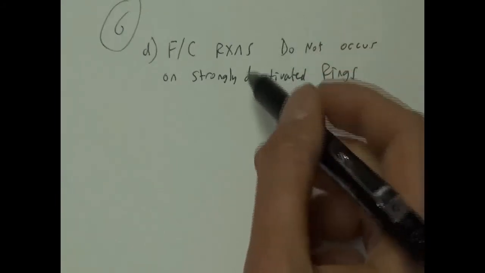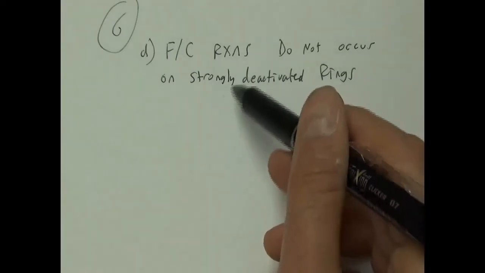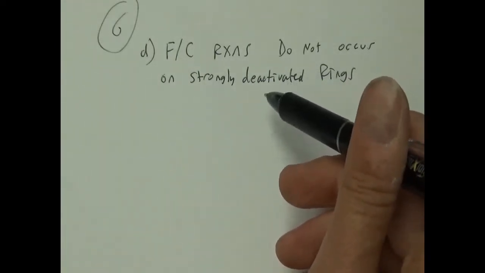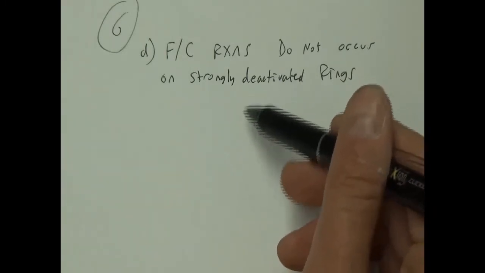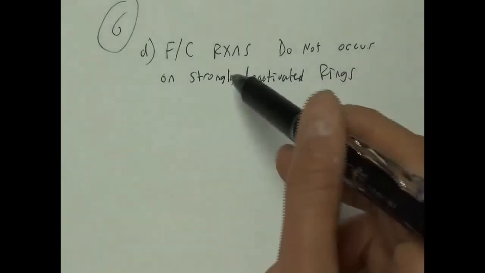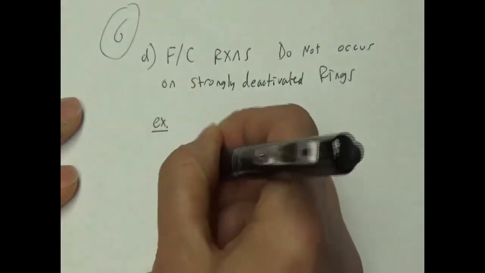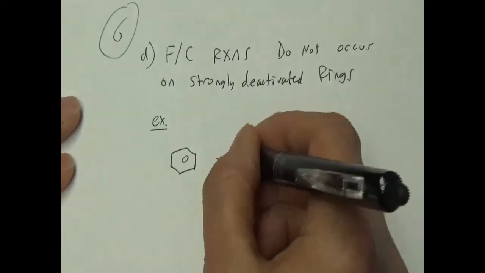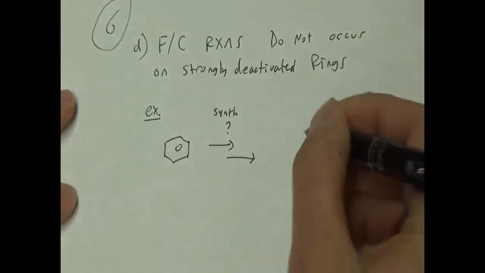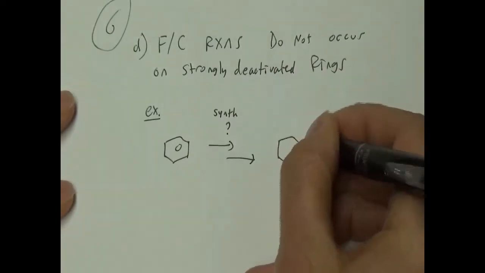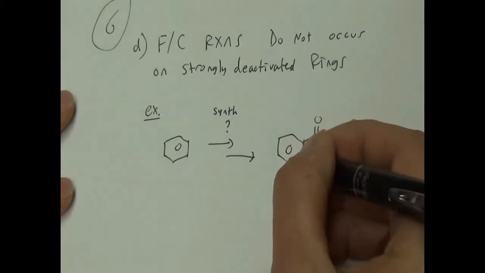And all this really is going to mean is that sometimes when you're planning a strategy, you may need to consider two possible strategies, and one will work and one won't work. That's usually what this means. Okay, so example. What if we got benzene and we're like, I need to make ketone nitro.